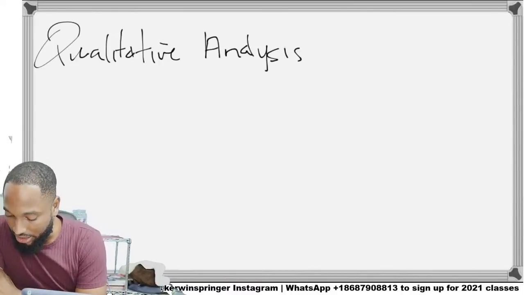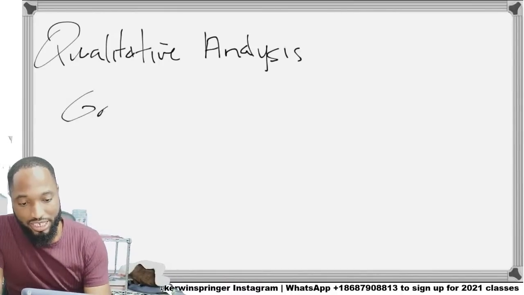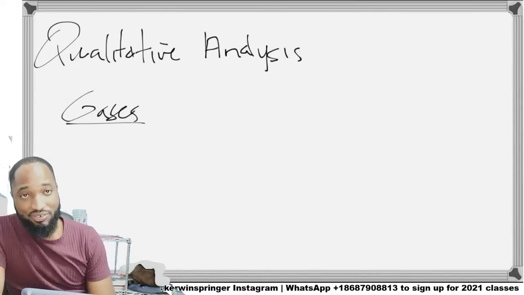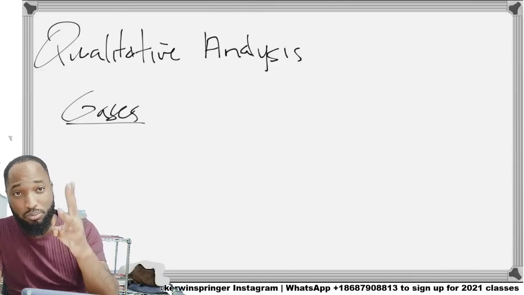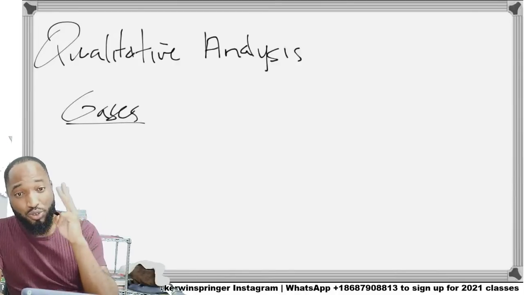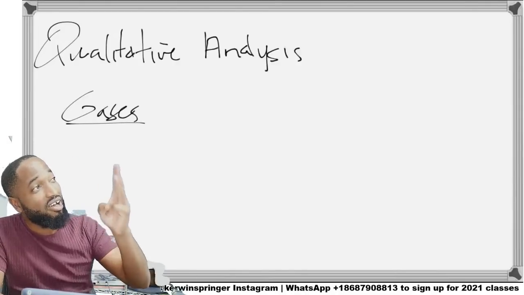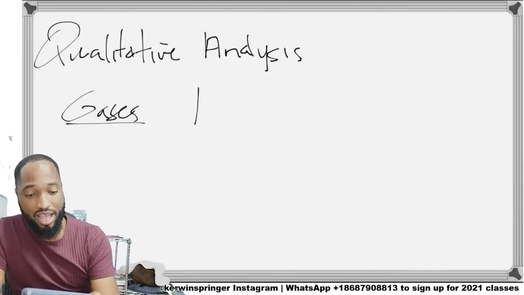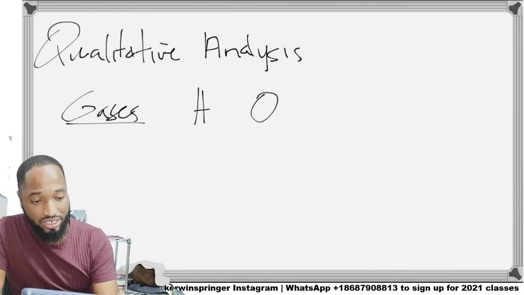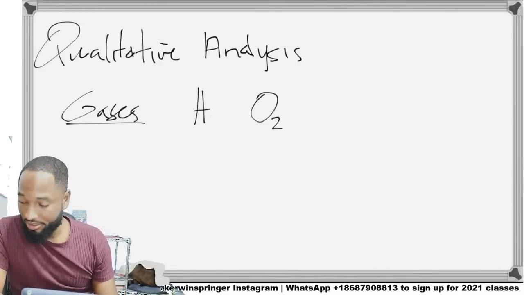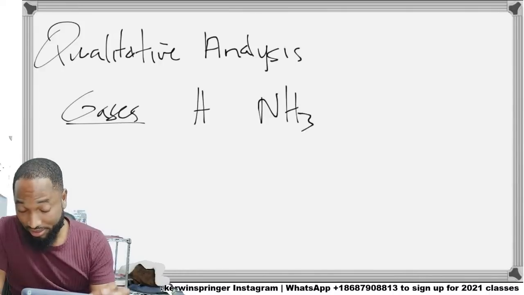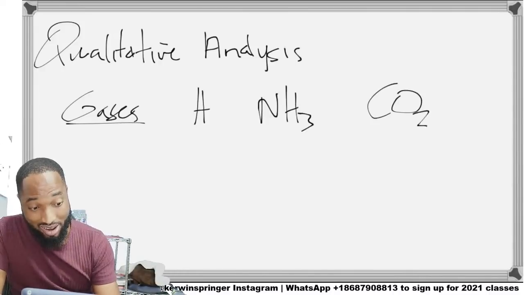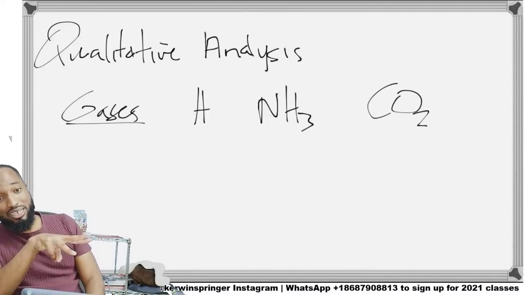Anyhow, let me tell you some things to know. You see the table of the gases and how to test for gases. What are the three most important gases that CSEC loves? Hydrogen, oxygen... no, hydrogen, ammonia, and carbon dioxide. Make sure you know the tests for these three gases.